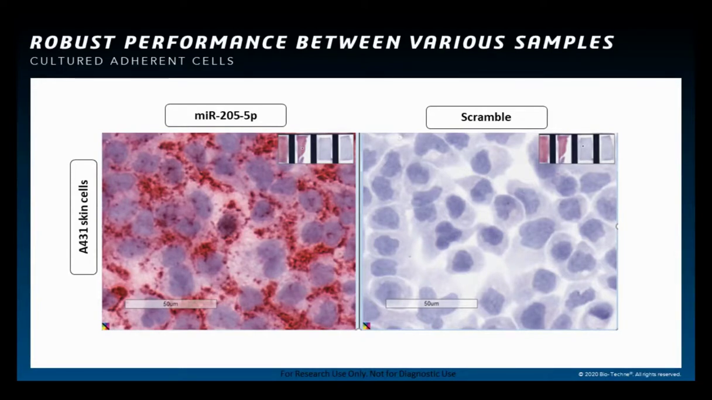On the other hand, if you're working with culture adhering cells, the miRNAscope assay also performs extremely well as demonstrated in this slide with microRNA 205 stained in A431 skin cells. The assay successfully detected the abundant microRNA 205 signals in the skin cells, and again, the scramble probe was used as a negative control. Overall, the miRNAscope assay is a highly robust assay that can work with any of your sample types.